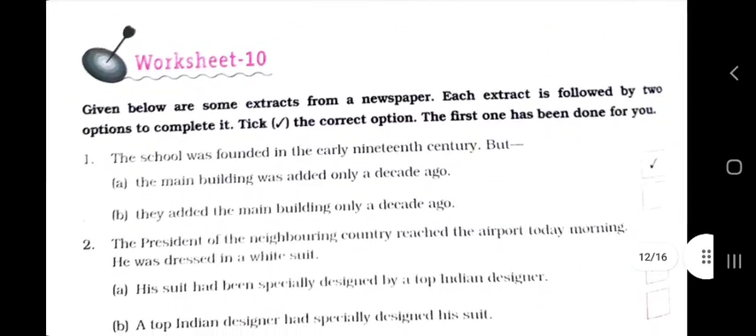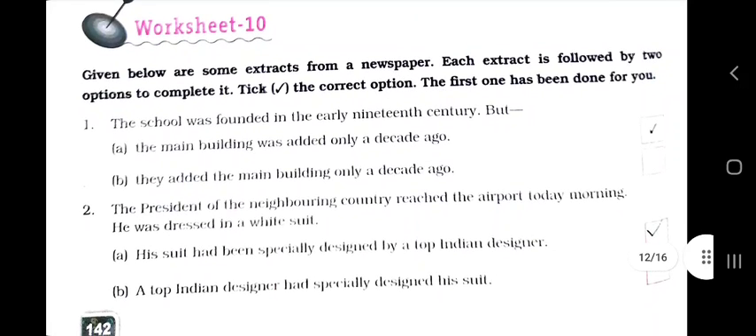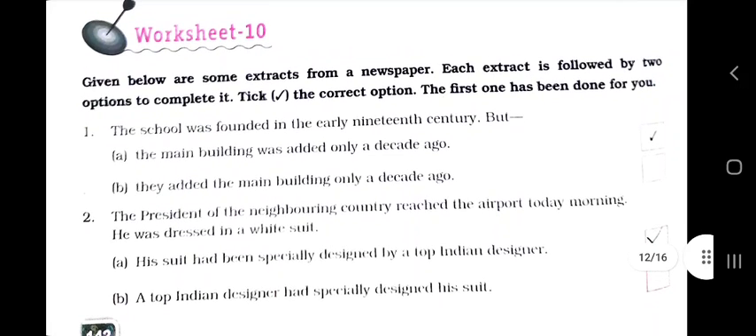Now worksheet 10. Given below are some extracts from the newspaper. Each extract is followed by 2 options. Extract means a small part of a bigger piece of writing. To complete it, tick the correct option. The first one has been done for you. The school was founded in the early 19th century, but the main building was added only a decade ago. They added the main building only a decade ago. See, which one is correct? This one is correct. Passive voice you have to use.